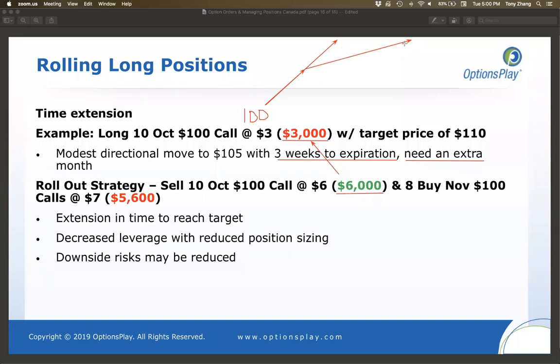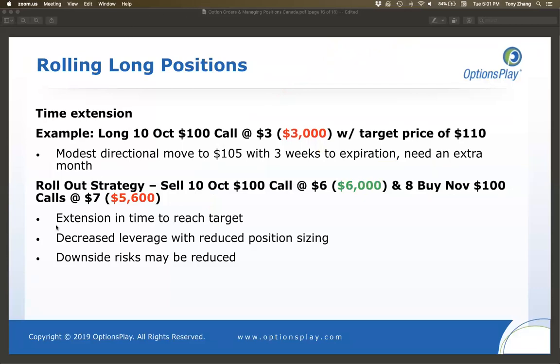Now, because you still think the stock is going to continue moving, you're going to take that $6,000 that you've received and buy November calls with it. Because November calls are further out in time, they're going to be more expensive. Let's say in this particular case they're $7 as opposed to the $6 that you sold the October calls for. Now you can only buy 8 contracts. Originally you owned 10 contracts, now you can only buy 8. So what this does provide you with is an extension in time to reach your target.